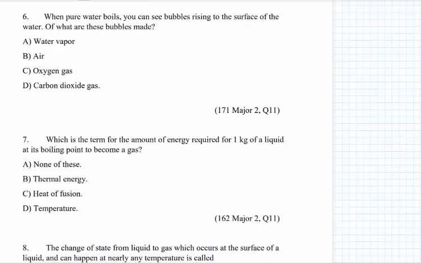When pure water boils, you can see bubbles rising to the surface of the water. Of what are these bubbles made? These bubbles are made of water vapor, because the water reaches its boiling point and turns into gas, which is the water vapor here, and it's in the shape of bubbles, so water vapor.